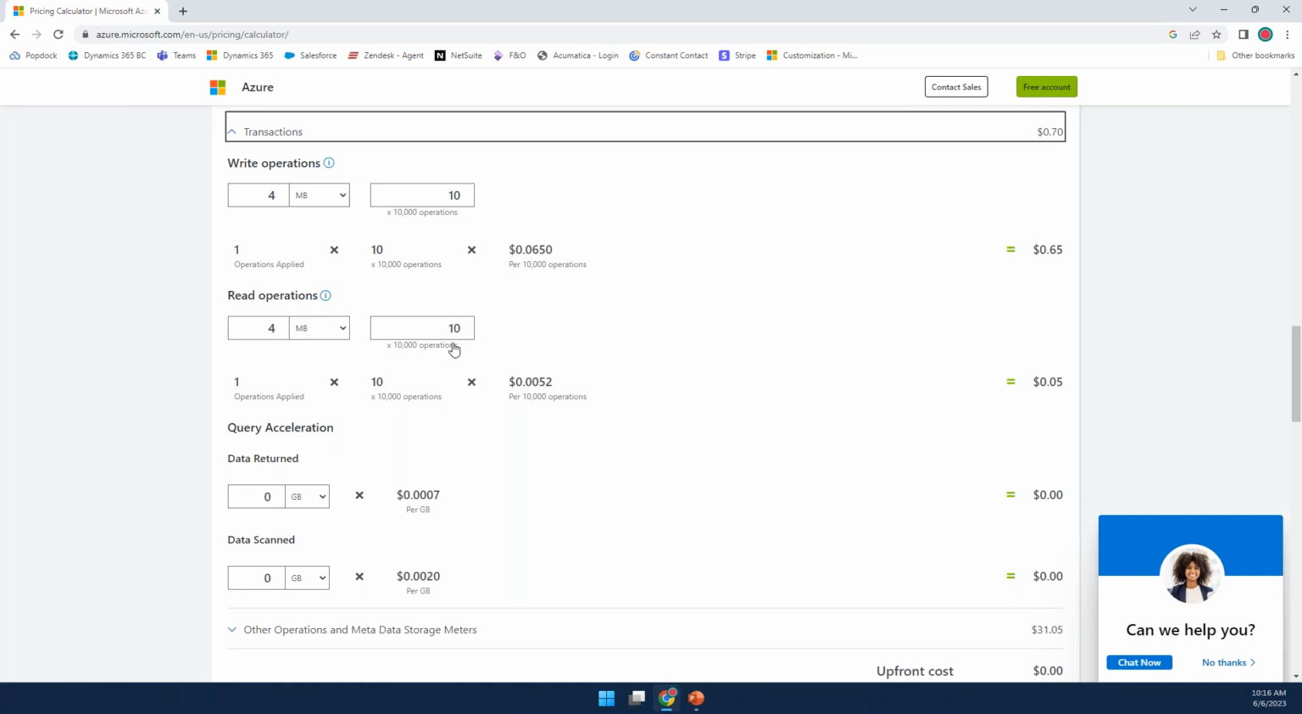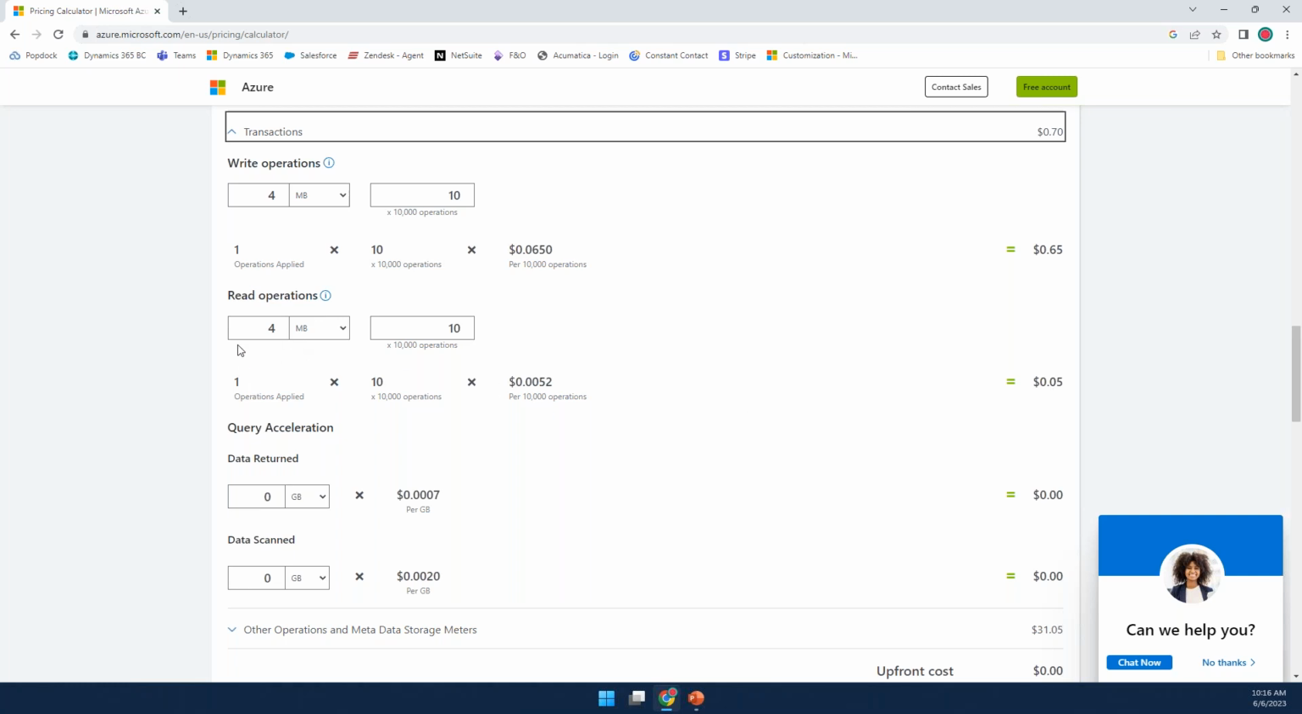Let's move on to the reads. We have the same kind of thing. For 100,000 reads of the data, we're looking at 5 cents a month. So you can see very, very minimal costs on this.